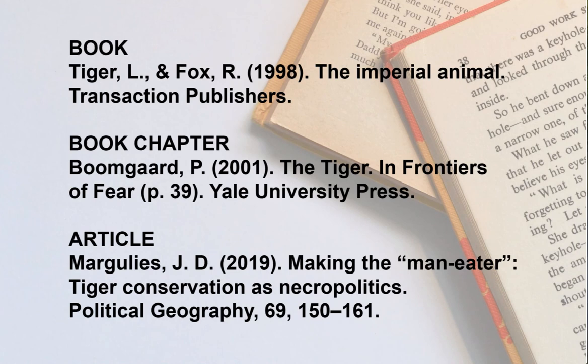Now, if you take a look at the article citation, you're going to see a few things that are different. You'll still have an author, you'll still have a title, but this time it's going to be the title of the article. You will not have a publisher. You will have the title of a journal, here it's Political Geography, and you'll always have at least a volume number, here it's 69. You may also have an issue number. This particular example does not have an issue number. And hopefully that will give you some comparison that you can rely on.